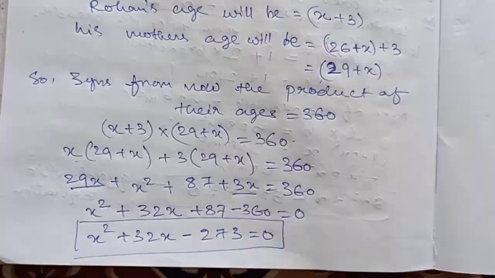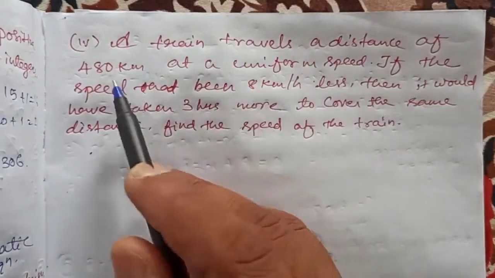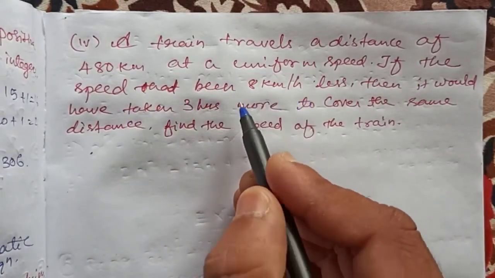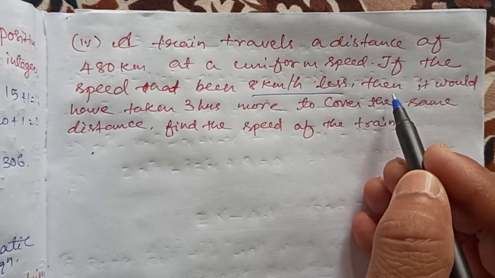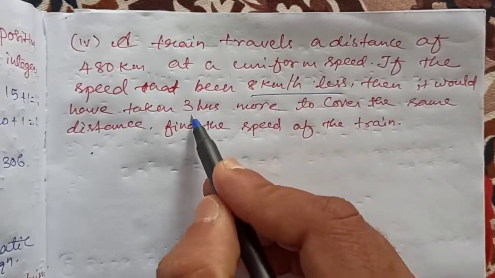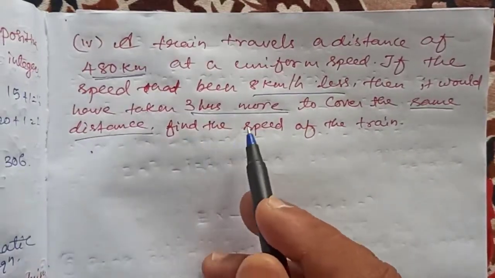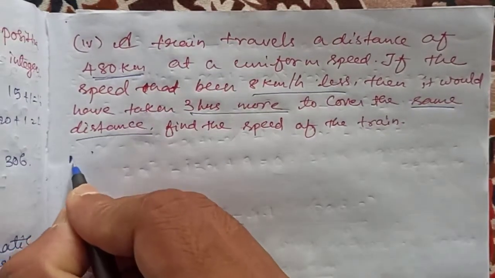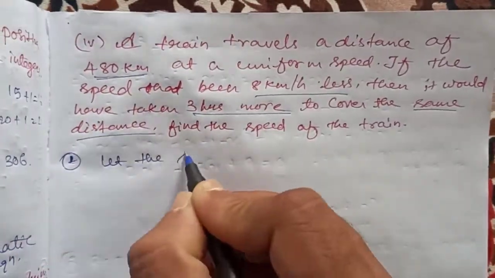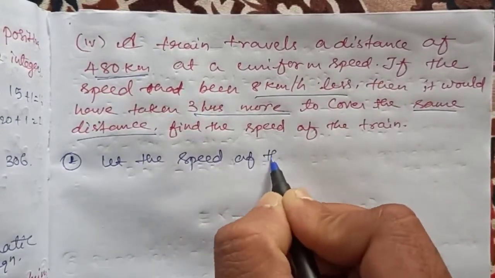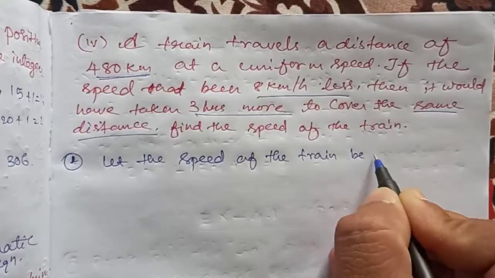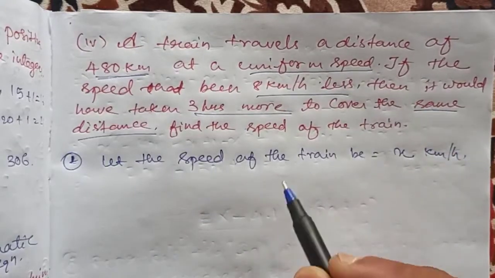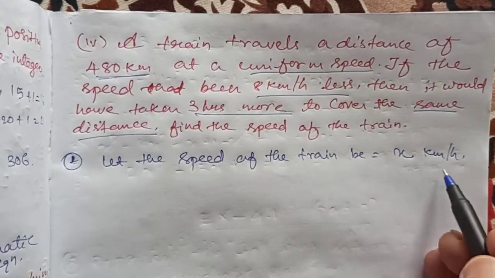Okay, next bit. In the fourth bit it is given a train travels a distance of 480 km at a uniform speed. If the speed had been 8 km per hour less, then it would have taken 3 hours more to cover the same distance. So there are two situations given in the question which we have to represent in a quadratic equation. First of all, let the speed of the train be x kilometer per hour, because it is given uniform speed of the train.